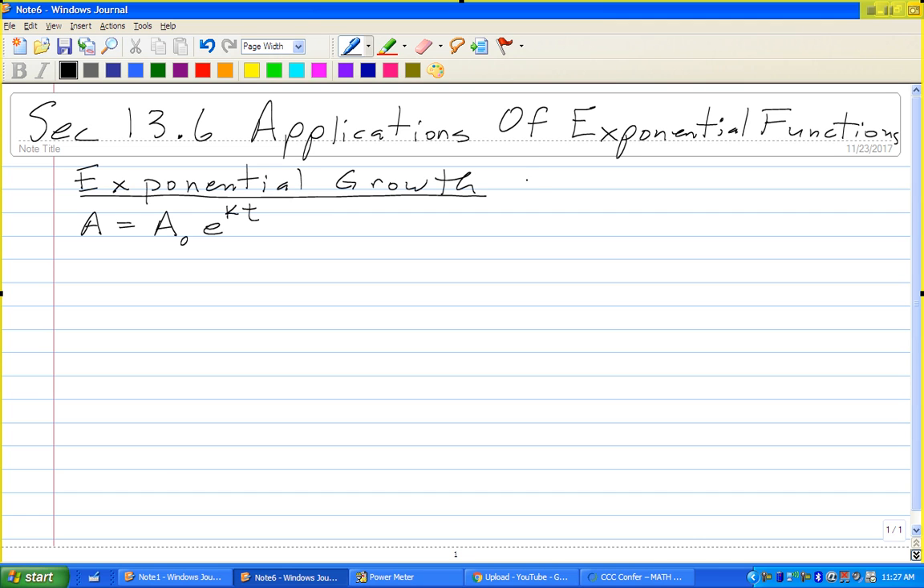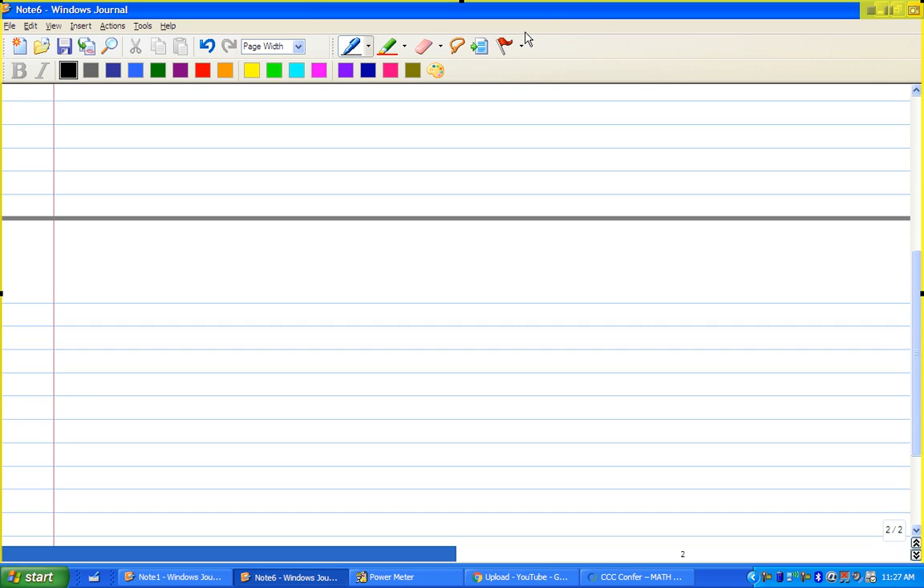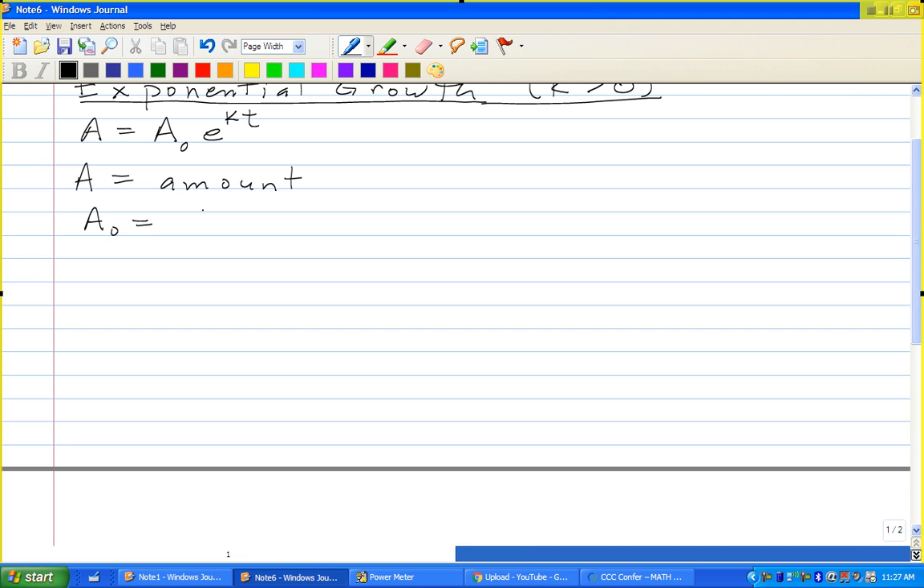Since I'm doing exponential growth, let me assume here that k is greater than 0, so it's growth. If k were less than 0, then it would be decay. A here stands for the amount at some particular time t. A sub 0 is the initial amount. k is the growth constant, the rate at which the growth is proportional to the size of the object. t is the time.